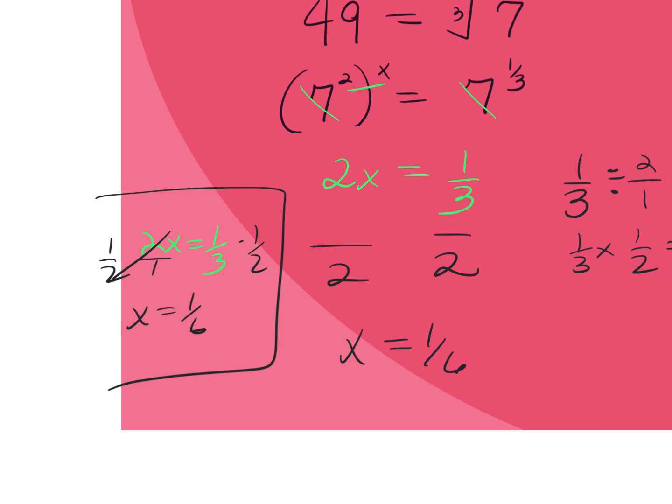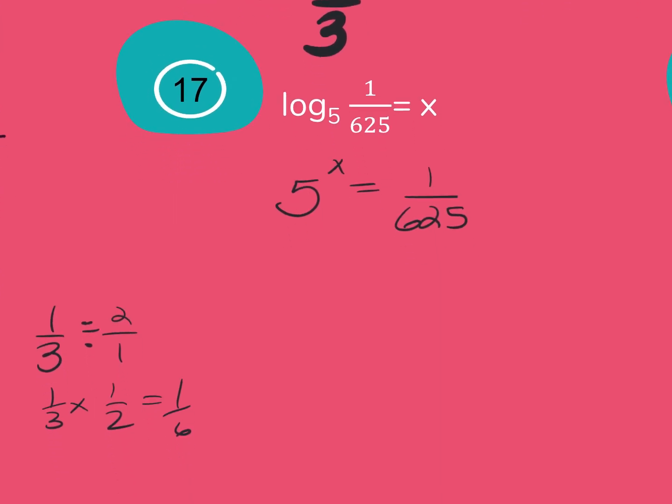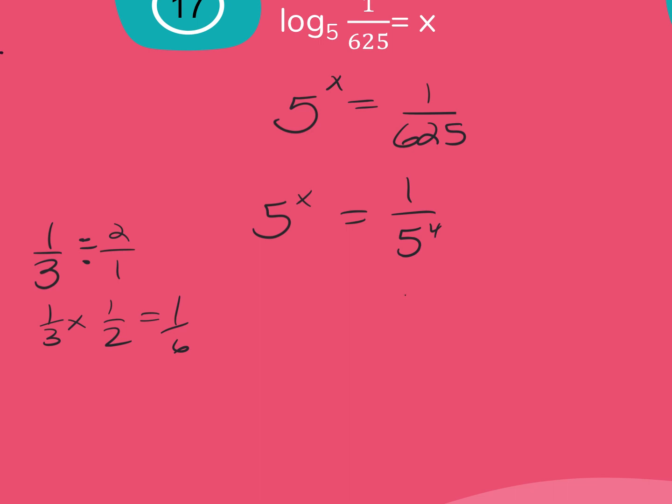Let's try the next one, number 17. So again, let's turn it into exponential. So 5 raised to the x power is equal to 1 over 625. I'm going to change the 1 over 625 into 5 to the 4th, because I know that 5 times 5, 25, times 5 again, 125, and then times 5 one more time is the 625. So then I can change it to 5 to the negative 4. My bases are the same, and x equals negative 1/4.